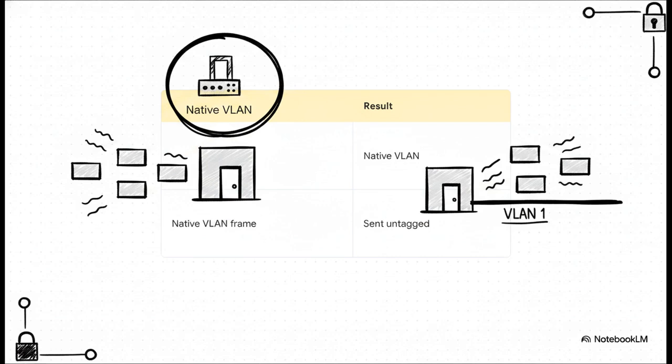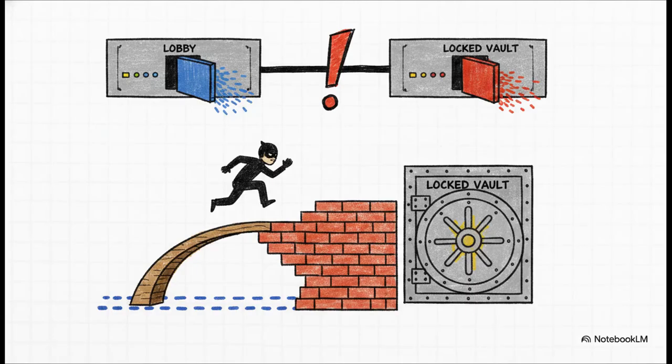Instead, it places that untagged data into what is called the native VLAN. You can think of the native VLAN as the default lobby of the network building. Any traffic wandering in without a specific destination tag just gets sent straight to the lobby. By default on most equipment, like Cisco switches for example, this lobby is VLAN 1. And interestingly, when the switch needs to send native VLAN data back out across the trunk, it sends it out completely untagged. However, configuring this requires strict attention to detail.